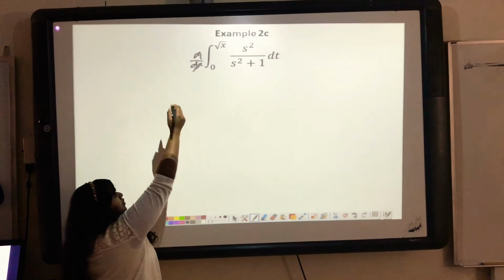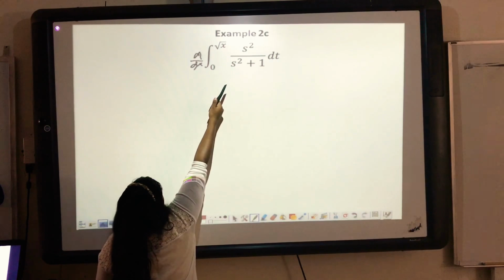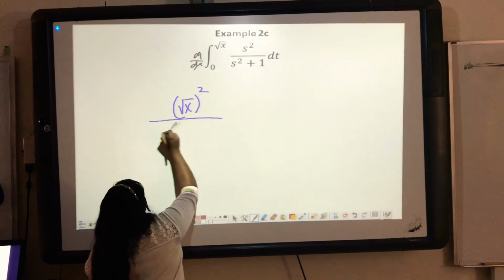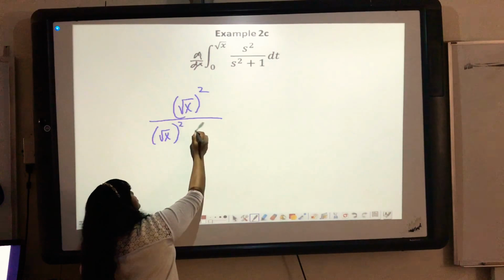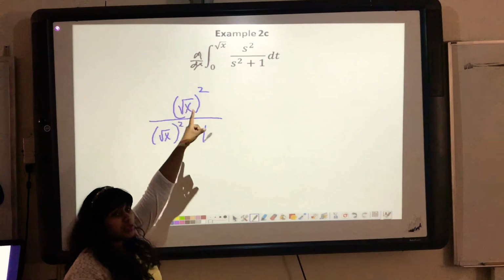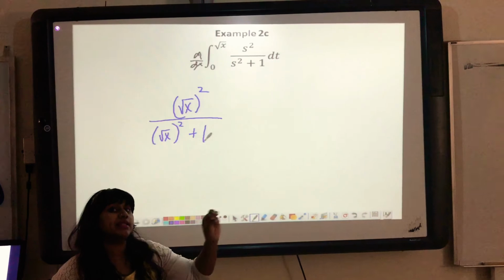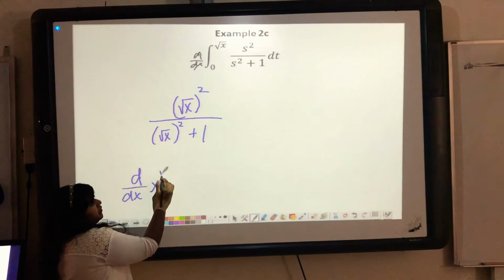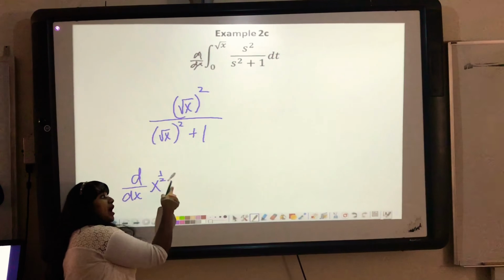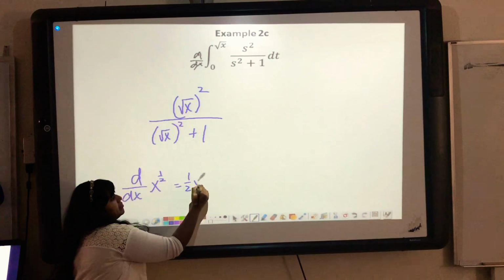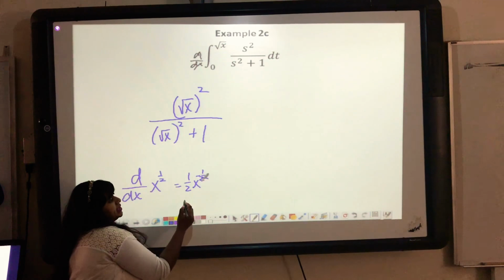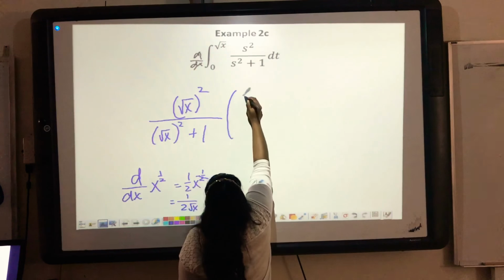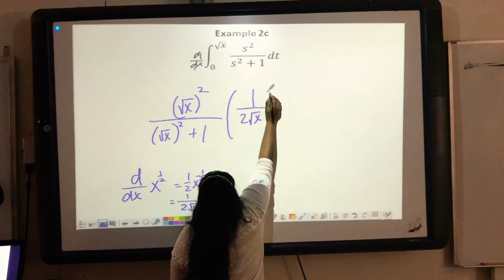So, first things first, let's go ahead and substitute. So instead of s, I'm going to write the square root of x. I can't forget my squared. The square root of x, I can't forget my squared, plus 1. But square root of x is not simply x, so we have to take the derivative. Well, the derivative of the square root of x is the same as saying the derivative of x to the 1/2. I apply the power rule, and this becomes 1/2 times x to the negative 1/2, which is the same as saying 1 over 2 square roots of x. So I'm going to multiply by 1 over 2 square roots of x.